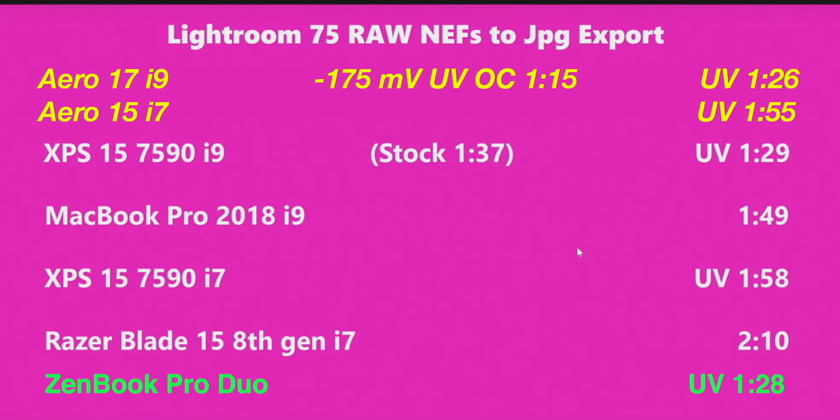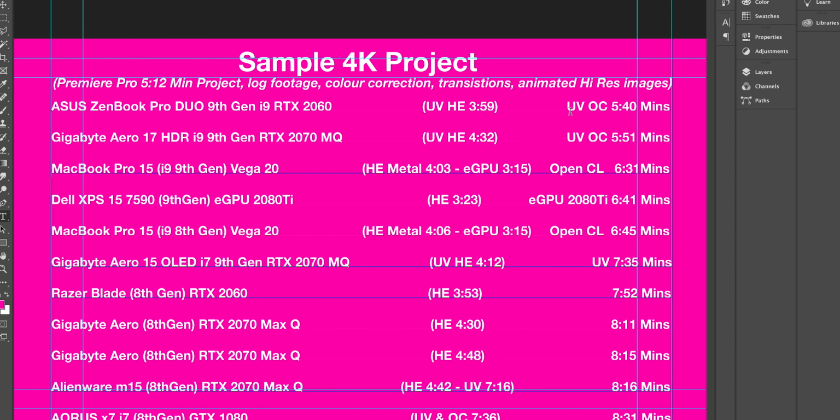And you can meet now the new content creation king, the ZenBook Pro Duo. It pretty much keeps up with the RTX 2070 Max-Q and the Aero 17, which I would have thought would have been the best content creation device, or the king. It's close between the two, to be perfectly honest. You could choose either or. But in terms of content creation laptops, it is the king.